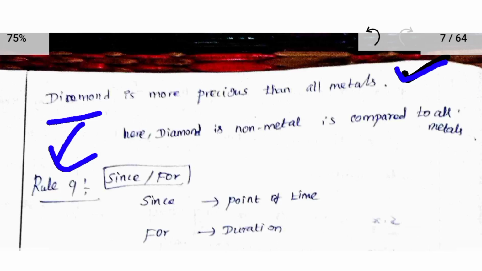Here note that diamond is not compared with diamond. Diamond is a non-metal, but diamond is compared with metals. Okay. Diamond is a non-metal, compared to all metals.